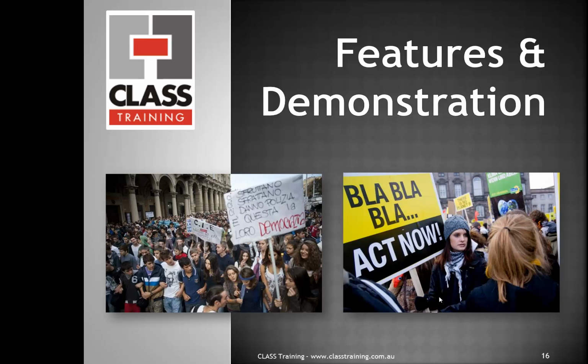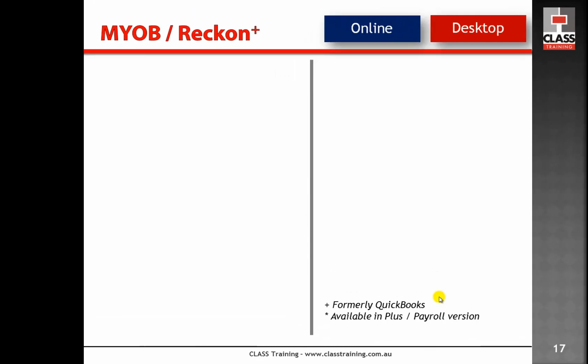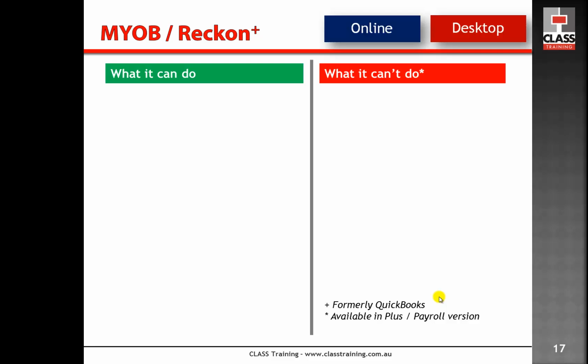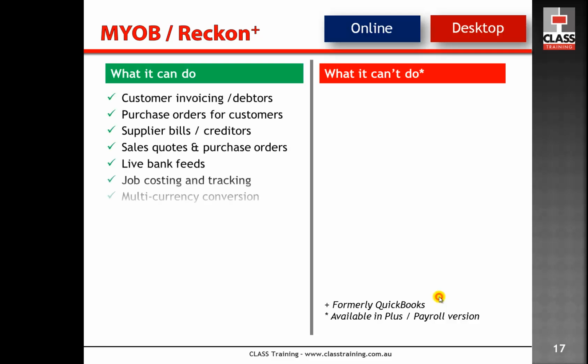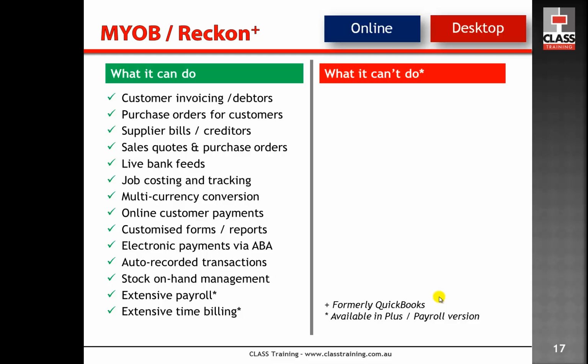All right. Okay, people. Now, I'm not going to go through all this, but these are in the notes. MYOB and Reckon, this is online and desktop. What I've done is quickly go through and indicate very broadly, and in some cases very specifically, what MYOB and Reckon at the top here can do and what they can't do. That's MYOB and the old QuickBooks, the online version and the desktop version. Pretty much the same as to what it can do, what it can't do.